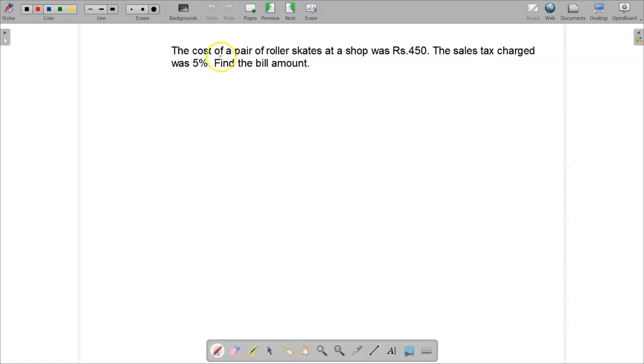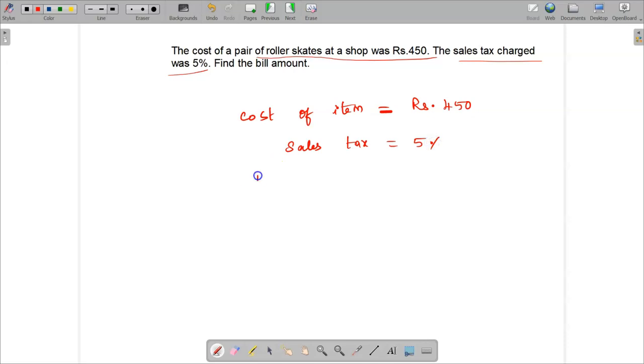So here they are saying that the cost of a pair of roller skates at a shop was rupees 450. So the cost of the item is equal to rupees 450. And then additionally they have a sales tax which is around 5%. So sales tax is 5%. So the total bill amount we have to find out.